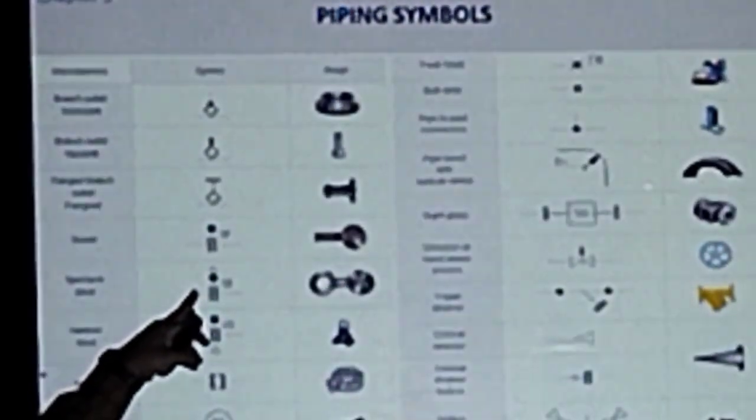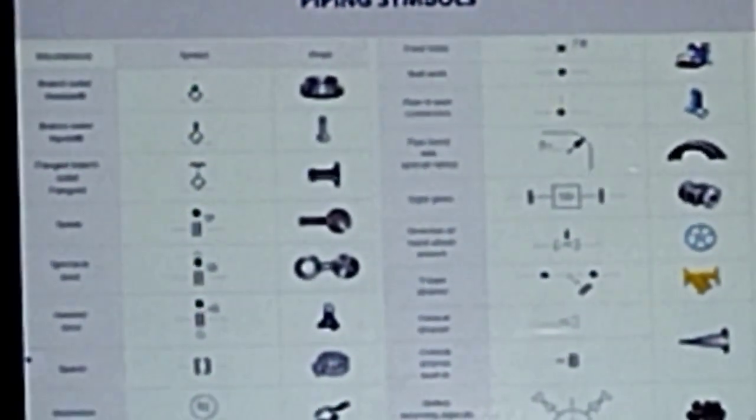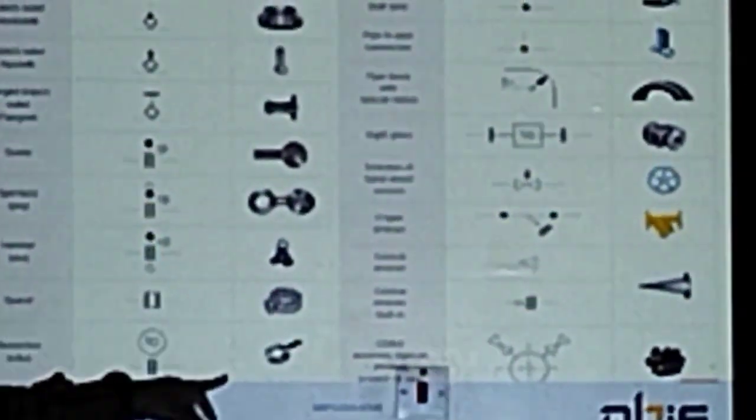Spectacle blind. Is it in closed position or open position? Close. No, close position to the water. This is spectacle blind. Spectacle blind is at which position now? Open or close? Close. This is called spacer. This is called orifice. Orifice gland.